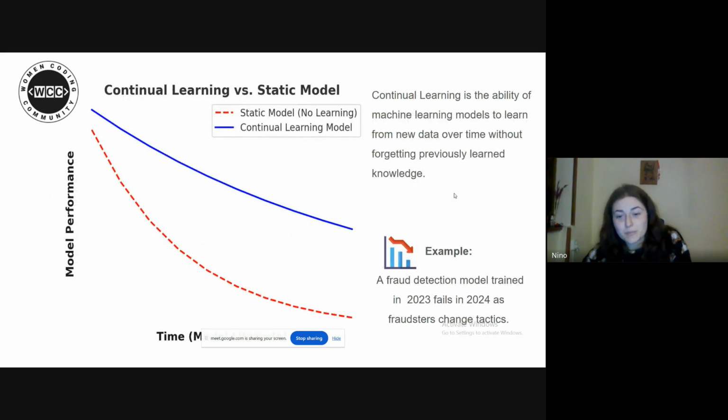Let's take an example where we have our fraud detection model that we trained in 2023, and we are now in 2025. If we have our static model, which on the graph is the red dotted line, we see that over some period of time, model performance degrades and drops. However, if we choose a continual learning strategy, which means that our model learns from new data over time without forgetting previously learned knowledge, we see that model performance over a period of time is much better compared to the static model.